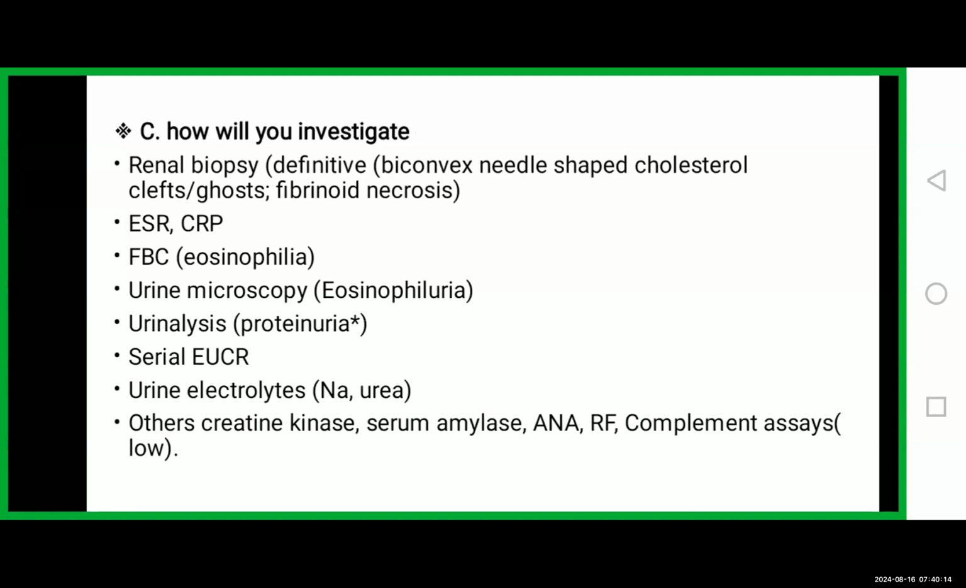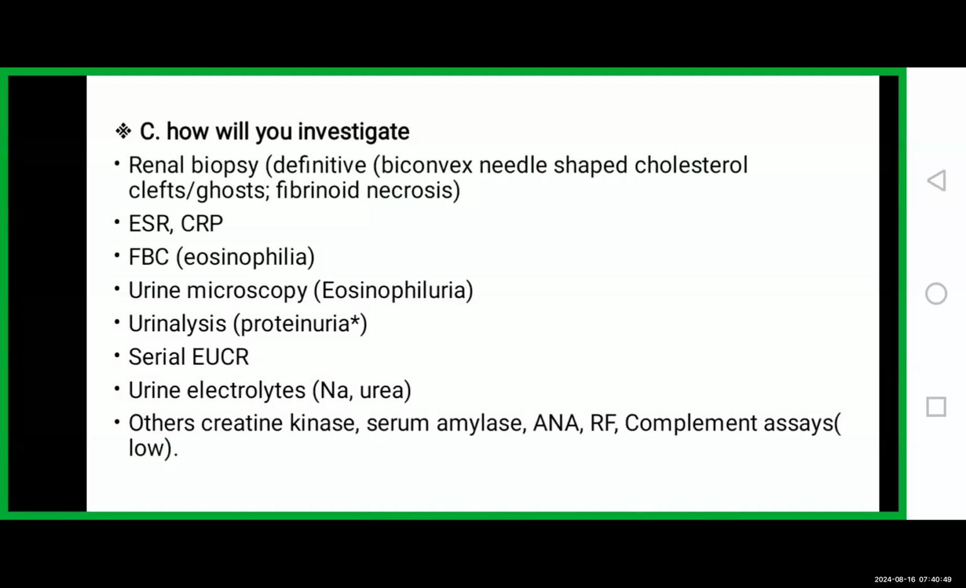How will you investigate the patient? For this patient, the definitive mode of diagnosis is the renal biopsy, which you expect to find biconvex needle-shaped cholesterol clefts, or what are called ghost cells. You can also find fibrinoid necrosis. And also for this patient, you want to do erythrocyte sedimentation rate or C-reactive proteins, which are inflammatory markers, and inflammation is one of the pathophysiologic mechanisms involved in this disease condition.